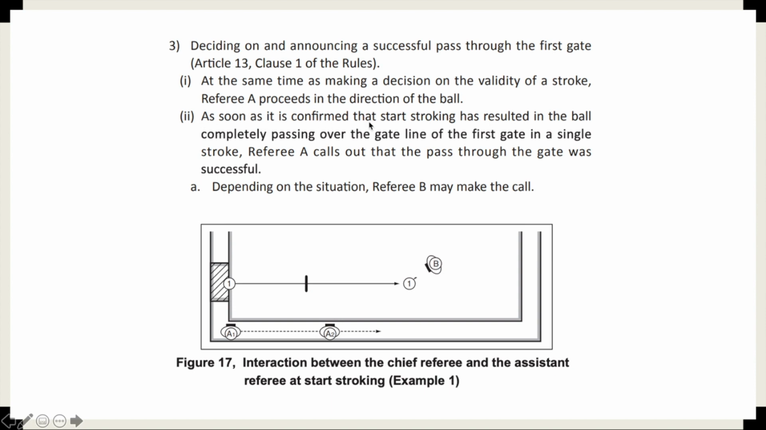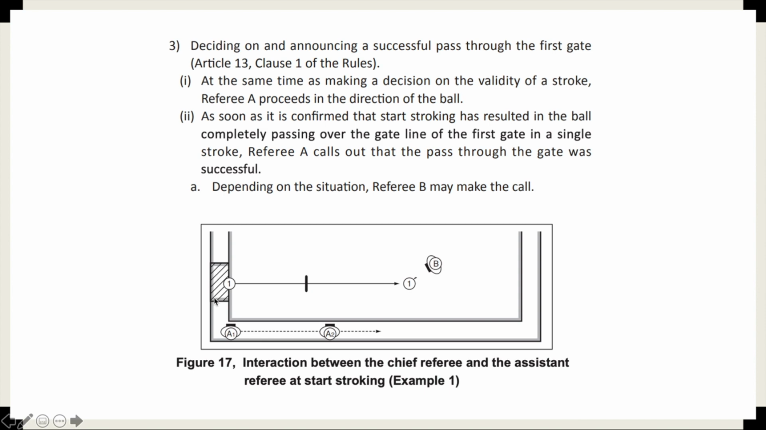As soon as it is confirmed that the start stroking has resulted in the ball completely passing over the gate line of the first gate in a single stroke, the referee calls out that the pass through the gate was successful. Depending on the situation, the referee may make the call. Right, so that's the interchangeability we were talking about.